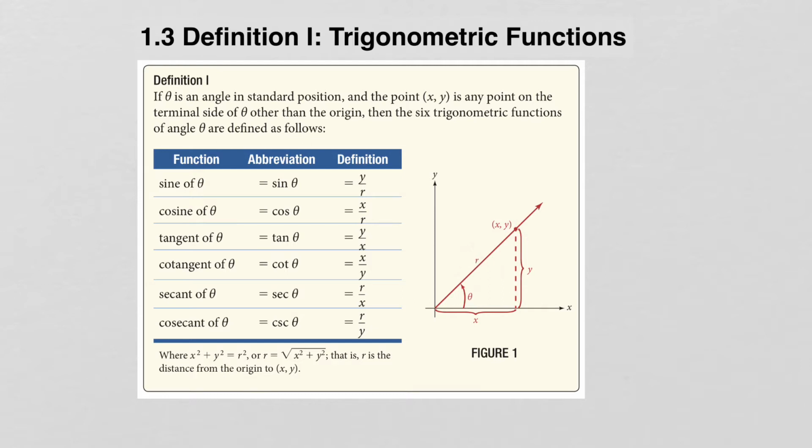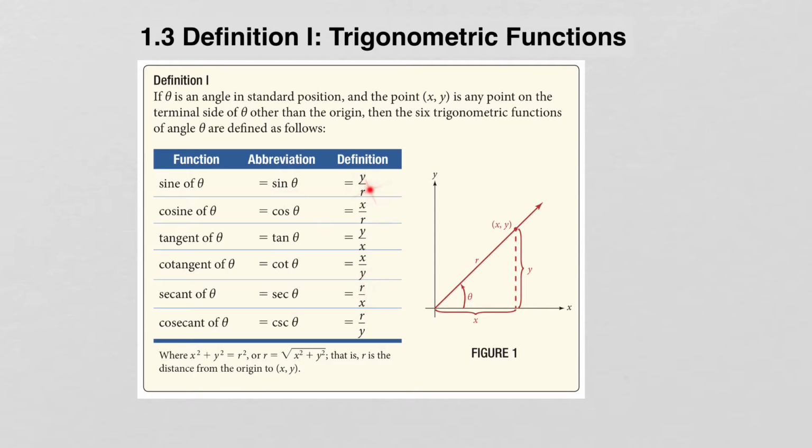Because r is nothing more than the hypotenuse of a triangle, we know from the Pythagorean theorem that x squared plus y squared must be equal to r squared. By taking the square root of both sides, we get r is equal to the square root of x squared plus y squared. So r is nothing more than the distance from the origin to the point xy, and we can find it once we know the value of x and y. Basically, all you need to know is the point on the terminal side of theta, and then you can determine r, and then you have your six definitions here.